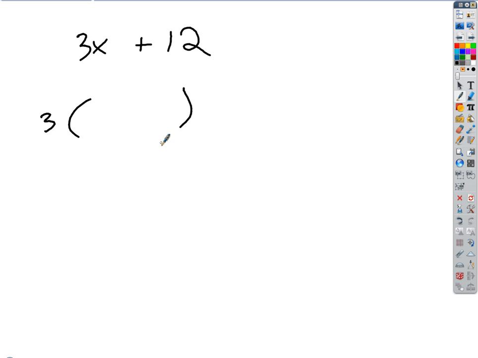You can undistribute a 3, and if I do that, what am I left with? Well, 3 times what, if I distributed the 3, would give me back 3x? x. 3 times what gives me 12? 4. That's one way to think about it. Another, more mathematical way: 3x divided by 3 is x, right? 1x. 12 divided by 3 is 4. Factoring out a 3 means I'm just dividing each term by 3 to see what's left over. Make sense? Okay, try another one.